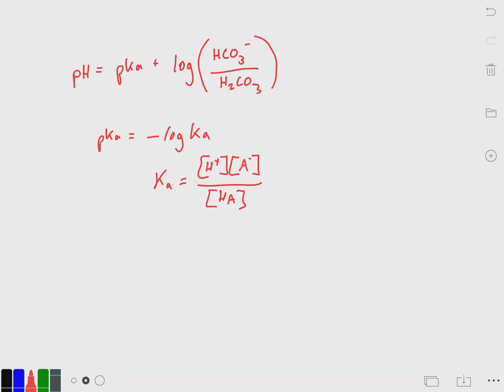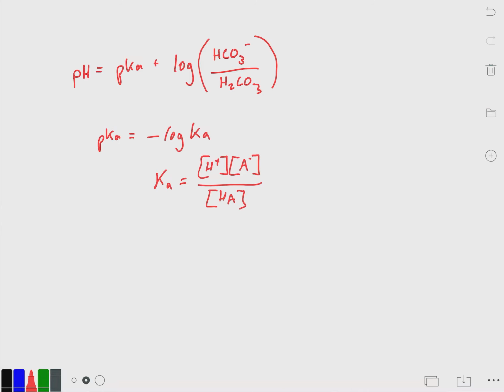Okay, so for a given acid, the pKa is constant. The pKa for carbonic acid, for example, is 6.37. By comparison, the pKa for formic acid is 3.75. So formic acid is therefore a stronger acid than carbonic acid. A stronger acid will have more protons dissociated at a given time than a weaker acid. So how does this translate into stabilizing pH?